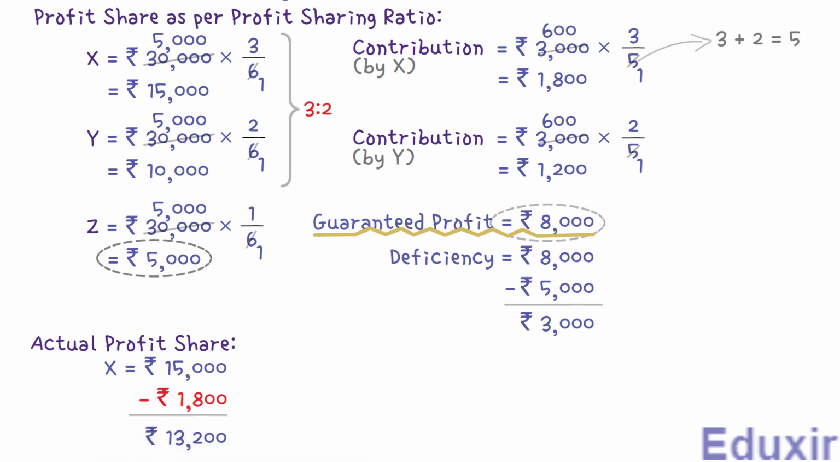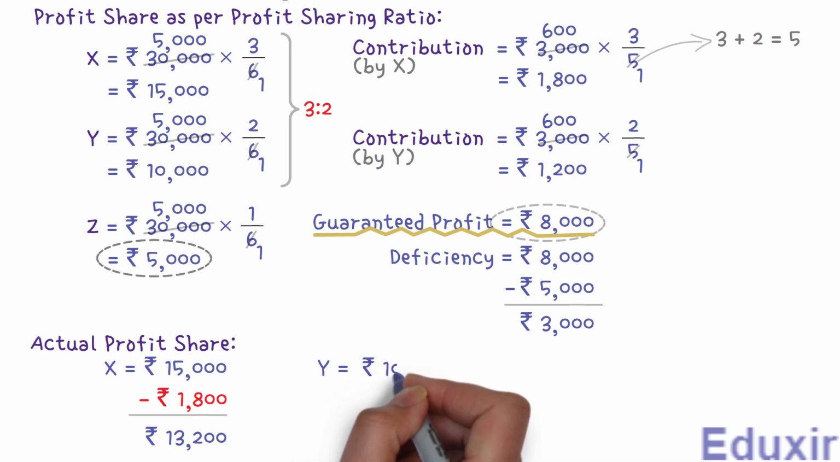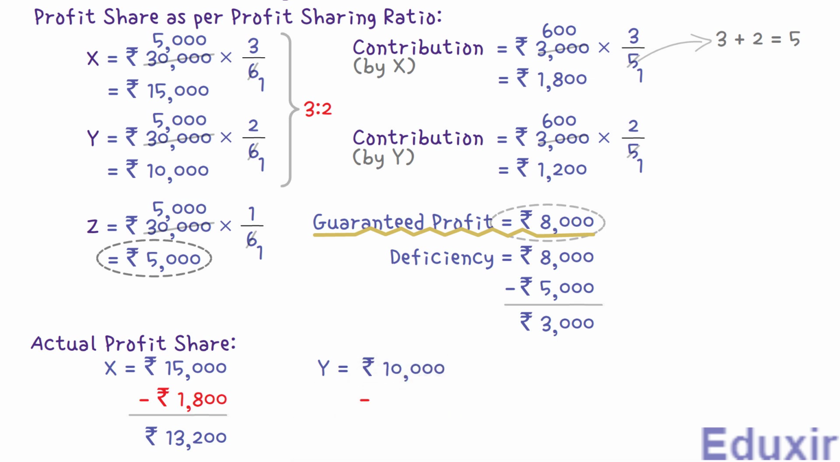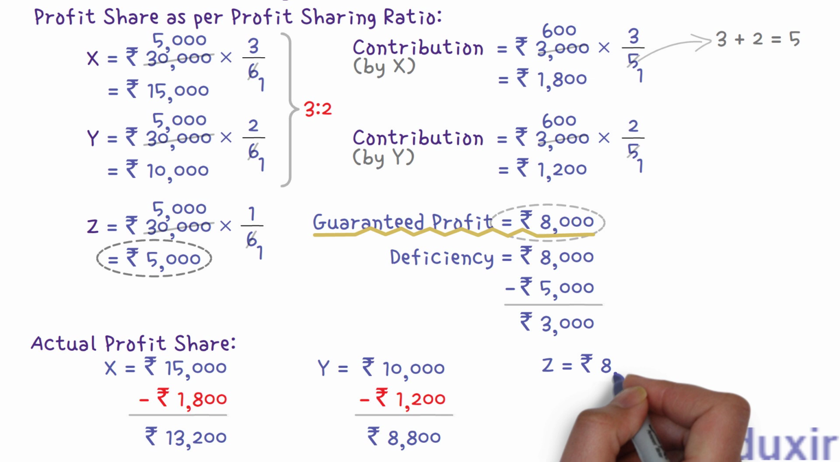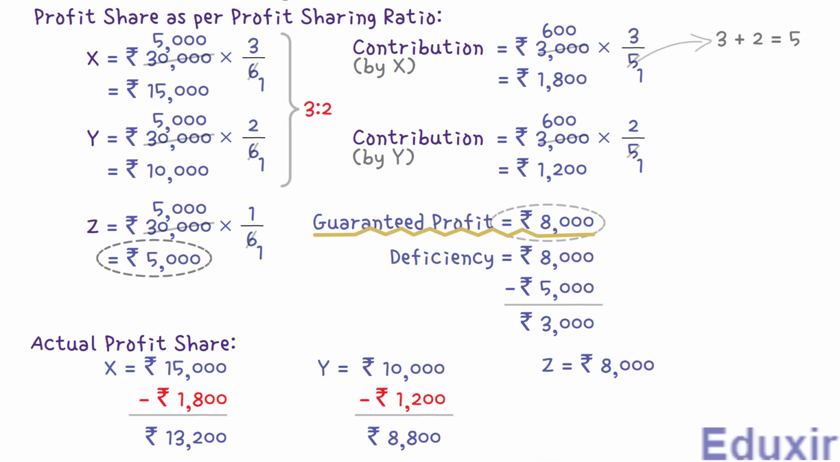Now the actual profit share of the partner Y is equal to his share of profit as per the profit sharing ratio, which is 10,000 rupees, minus his contribution to the deficiency in partner Z's profit share, which is equal to 1,200 rupees. Subtracting, we get 8,800 rupees. And finally, the share of profit of the partner Z will be equal to his guaranteed profit amount of 8,000 rupees.